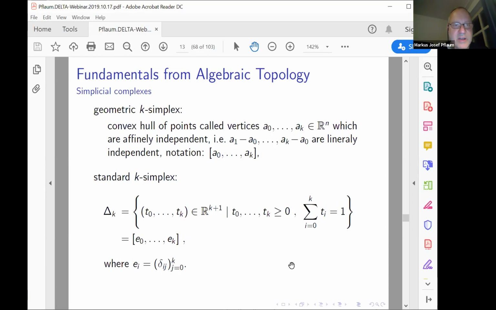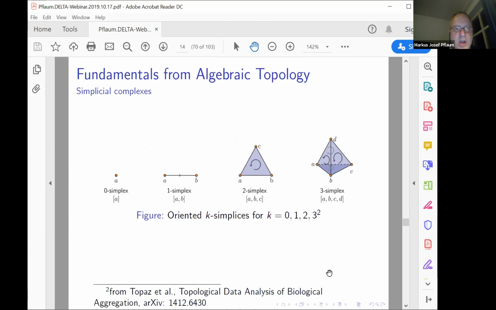Okay, so now we know what the simplex is, and these A's are called the vertices of the simplex, and they come in order. Usually we assume our simplices to be ordered just by the order of their vertices. Okay, let's look at the picture.